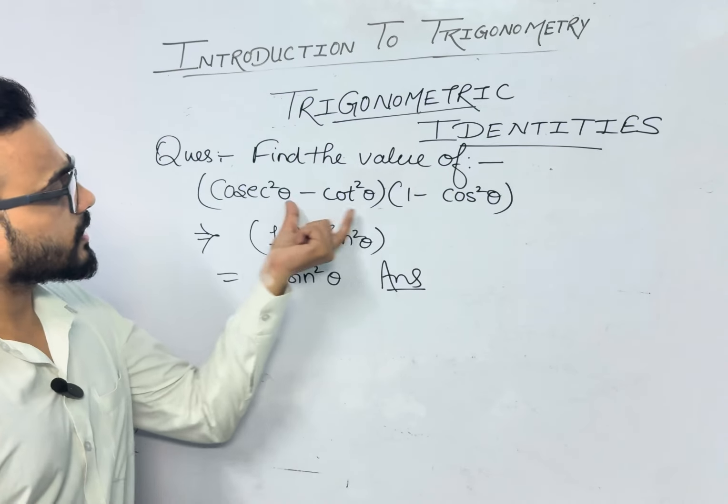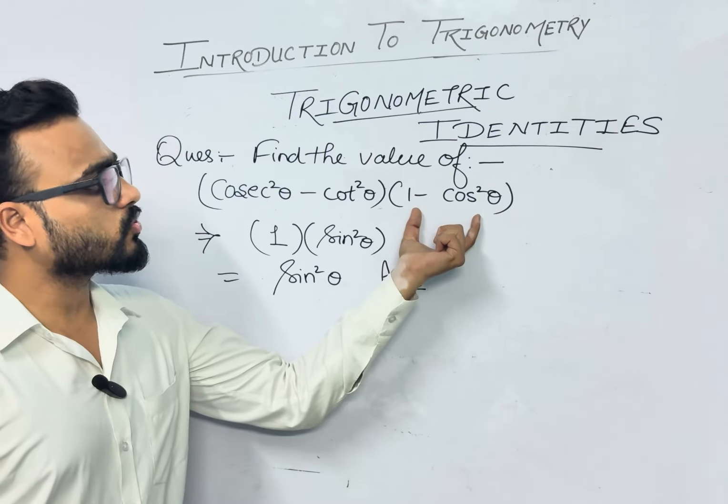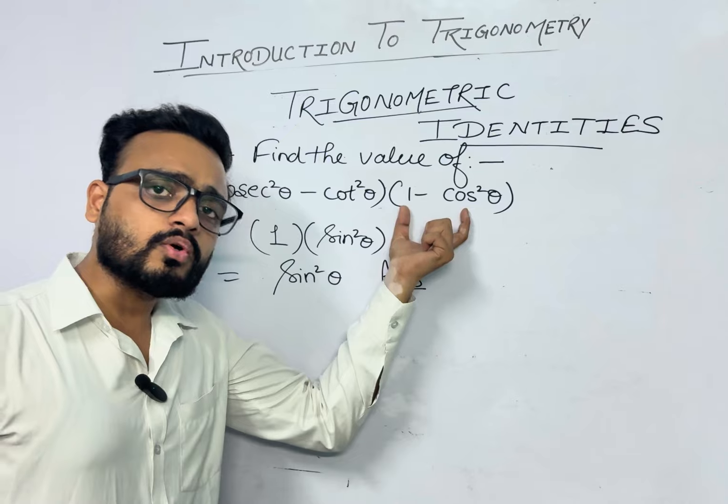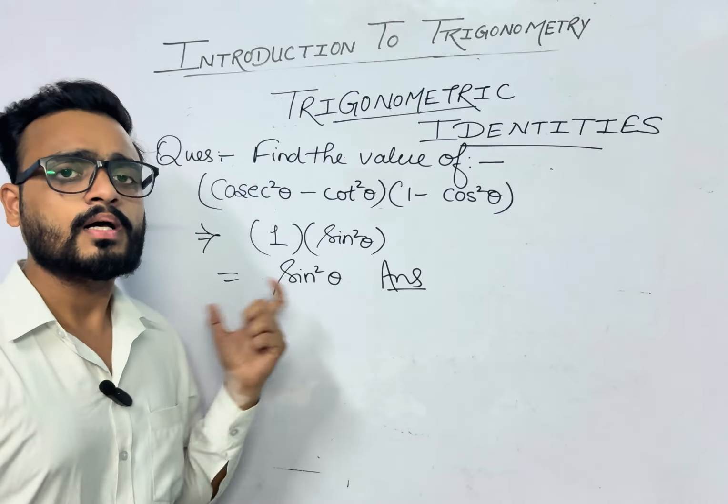Again, cosec square theta minus cot square theta is the identity whose value is 1, and 1 minus cos square theta is also an identity whose value is sin square theta, and the product of 1 and sin square theta becomes sin square theta.